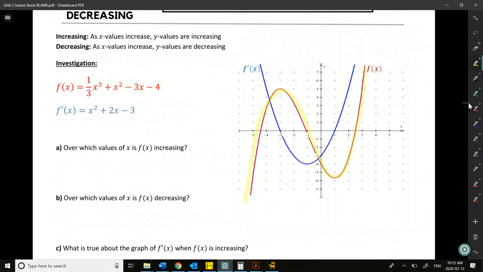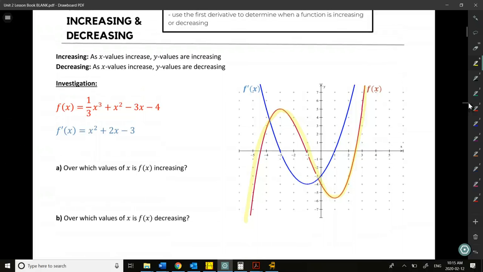Essentially, the little test you can do is if you're moving from left to right and your pen is moving up on the graph, it's increasing. If you're moving from left to right and your pen is going down on the graph, it's decreasing because the y values are decreasing. So see if you can decide over which intervals f of x is increasing and decreasing. I'll give you a couple minutes to do that.